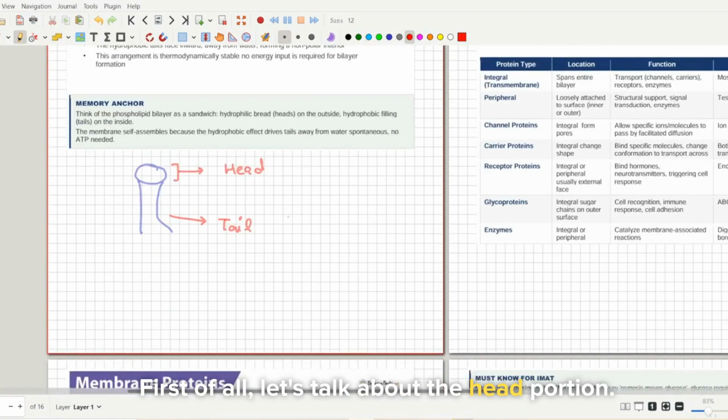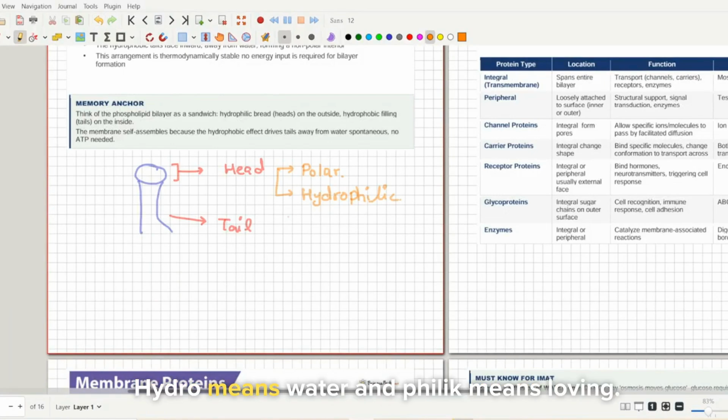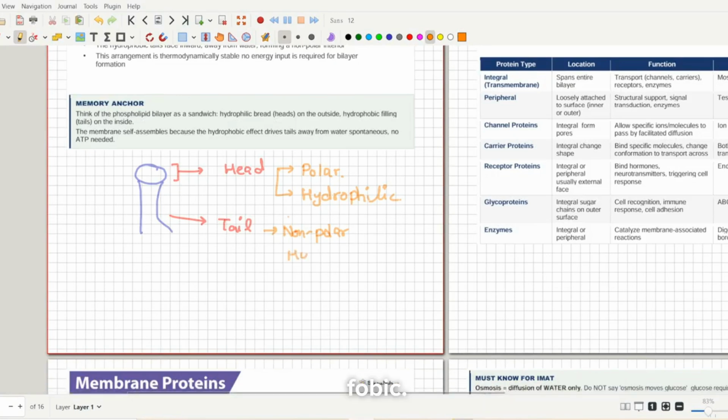First of all, let's talk about the head portion. As we know, the head was polar and hydrophilic. Why was the head polar? Because of which molecule? Yes, because of the phosphate molecule. Because of phosphate, the head was polar and hydrophilic in nature. Hydro means water and philic means loving. It is water loving. If we talk about the tail, then the tail is non-polar, and it is also hydrophobic.